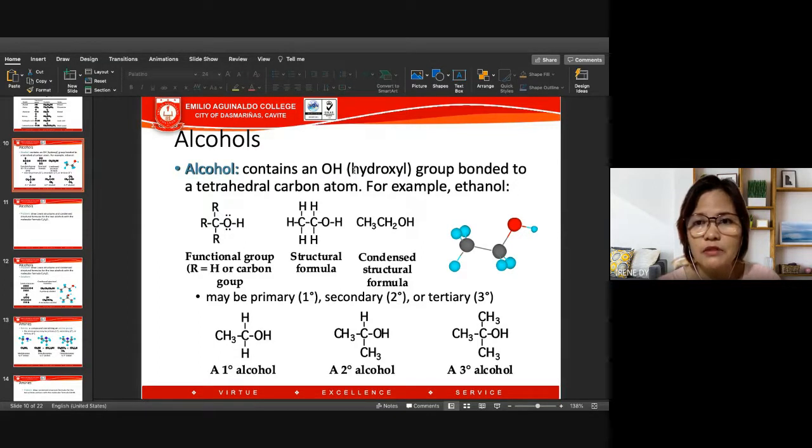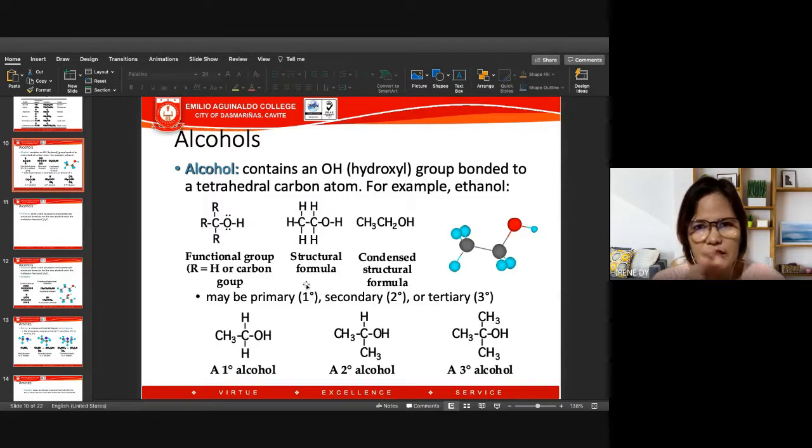So, when you talk about alcohol, okay, it's also attached to a tetrahedral carbon atom. Kasi si carbon, laging nandun. Okay. Now, when you talk, you see the R here, radical ang tawag dyan. Kumbaga, any can connect. Okay. It's not limited only to hydrogen. Any can connect pag may R. Okay, so this is the structural formula.